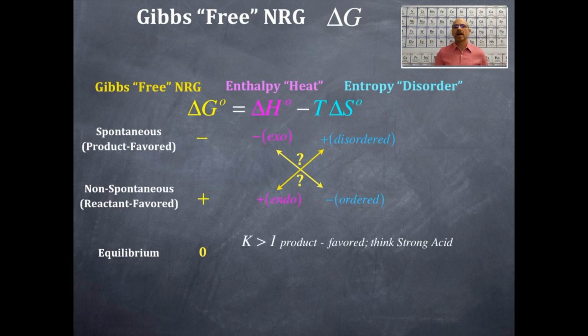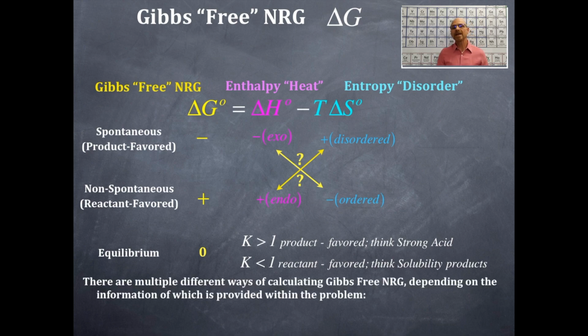When K, the equilibrium constant, is greater than 1, that means it's product favored. Think about a strong acid. All the strong acids have a Ka value that's greater than 1. That means they dissociate at least 100%. When the equilibrium constant is less than 1, that means it's reactant favored. And think about the solubility product constants, the Ksp. All of those have a K value that's less than 1, they have negative exponents, and they are all reactant favored.